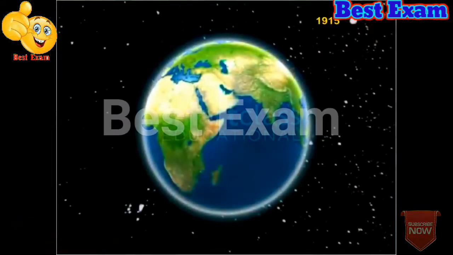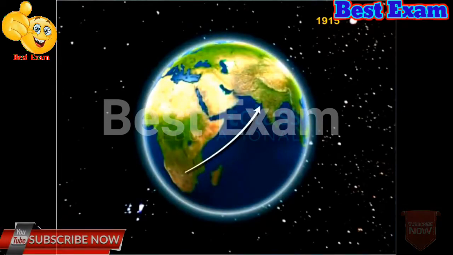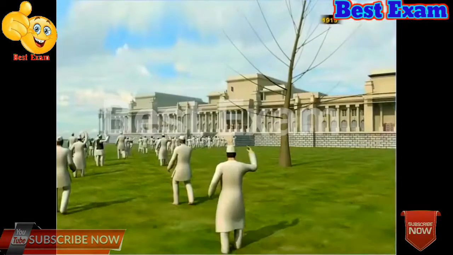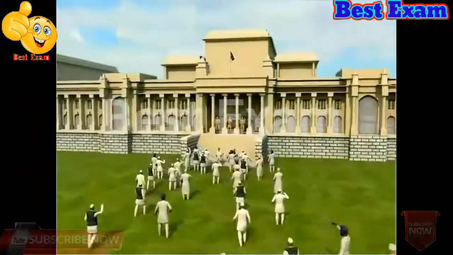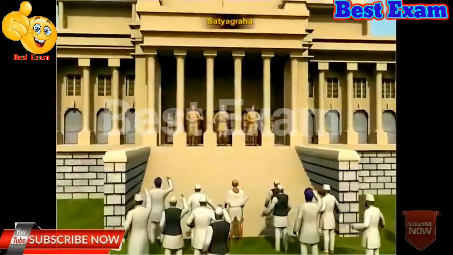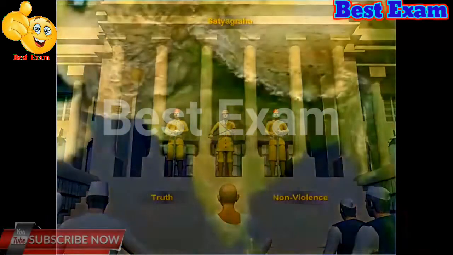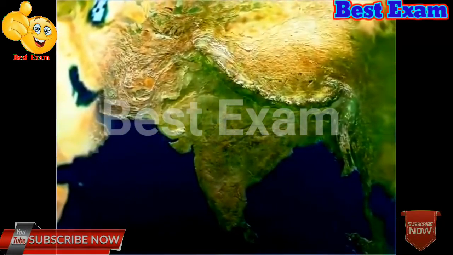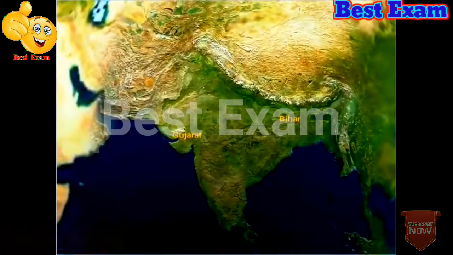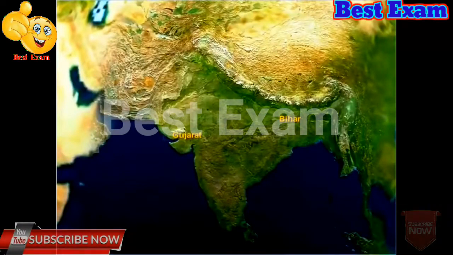In 1915, Mahatma Gandhi returned to India from South Africa and introduced a new method of mass agitation called Satyagraha, based on the principles of truth and non-violence. He organized unified peasant movements in Bihar and Gujarat against the British, which were very successful.